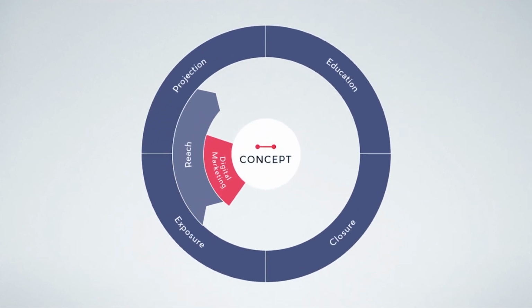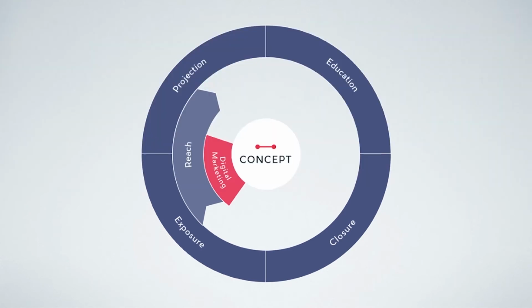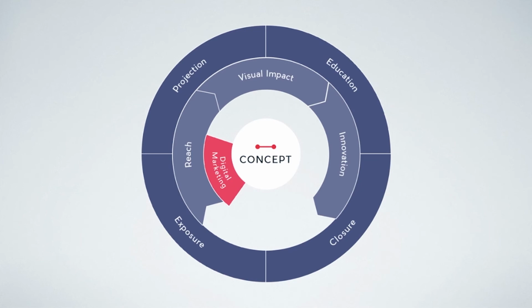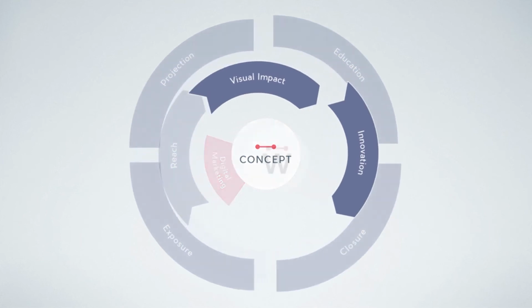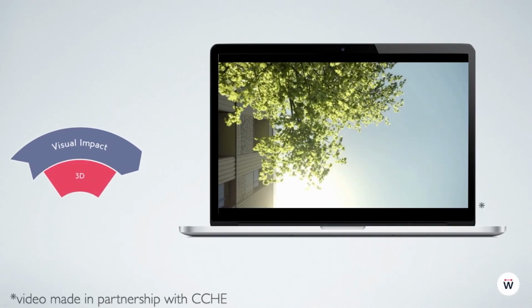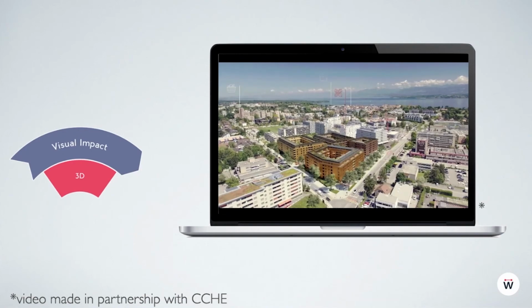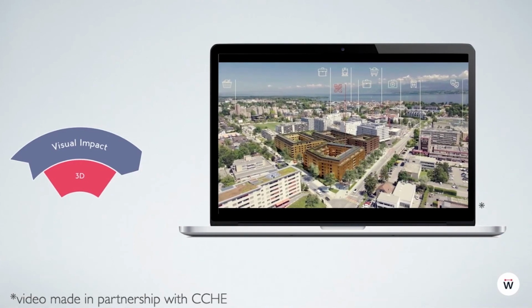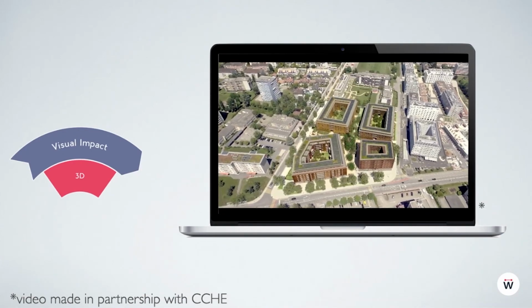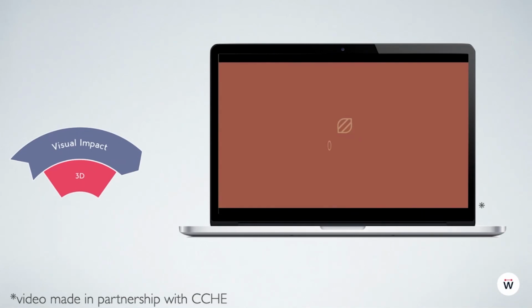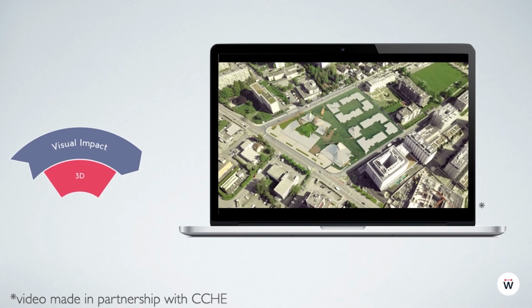Then after, you have two phases that will link projection all the way to closure, which will be the visual impact and the innovation. For these two categories, visual impact will be, for example, everything that has to do with 3D. It could be images, it could be a video. Now the video obviously will have the same criteria. It will have to be attractive, it will have to be immersive, it will have to answer a problematic, it will have to deliver a key message. And that's really the first element of the 3D.